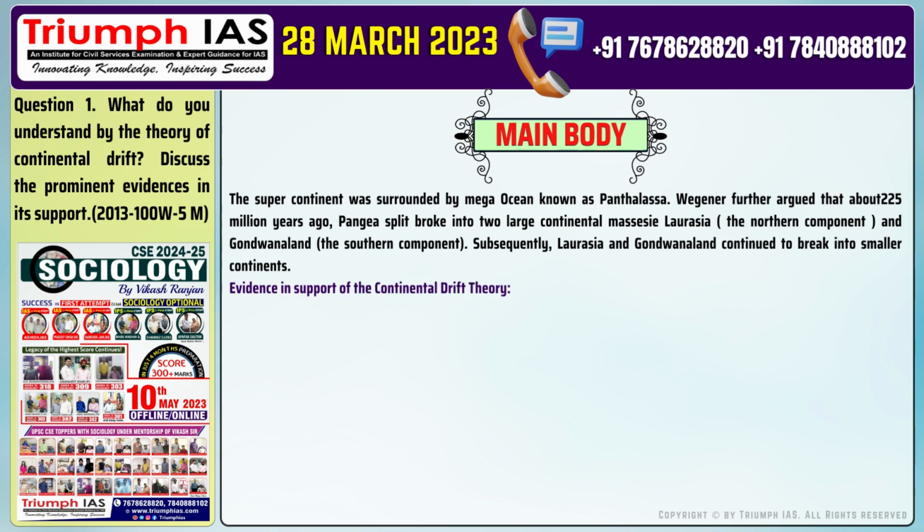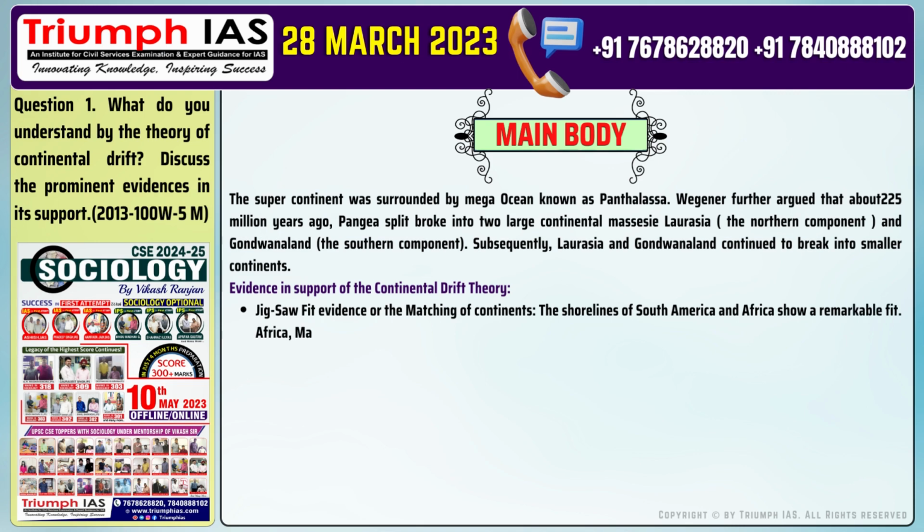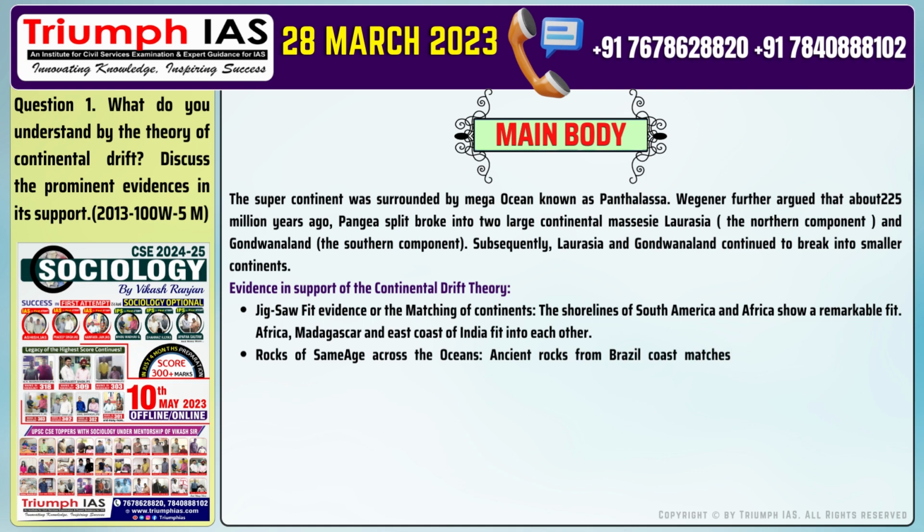Number 1. Jigsaw fit evidence, or the matching of continents. The shorelines of South America and Africa show a remarkable fit. Africa, Madagascar, and the east coast of India fit into each other. Number 2. Rocks of the same age across the oceans. Ancient rocks from the Brazil coast match the mountain belt found in Western Africa. Also, the Caledonian and Appalachian mountains show similarity.